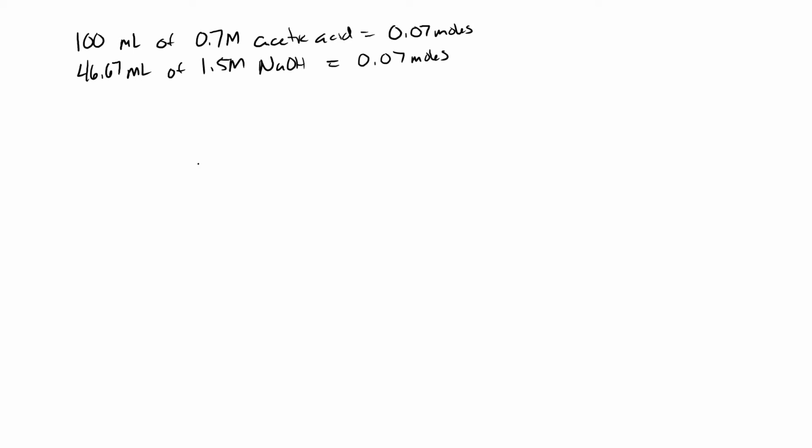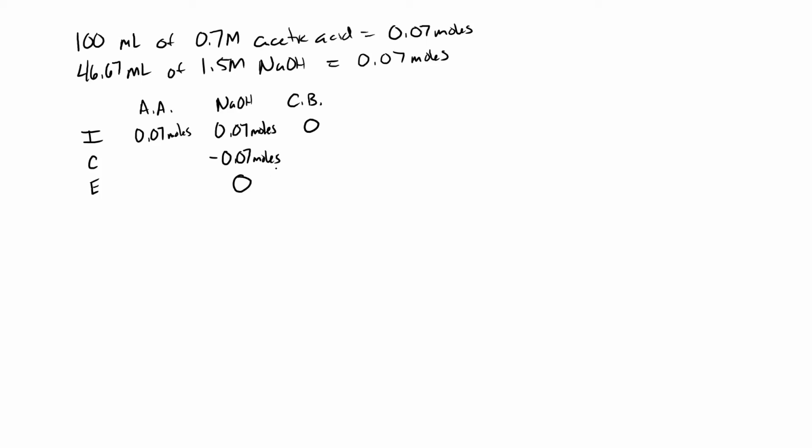Okay. Now, if you're good at doing ice tables in your head, you have probably already figured out where this is going. But if you're not doing ice tables in your head, that's okay too. This is why we write them out, right? So the ice table here is: acetic acid, the initial amount is 0.07 moles. The initial amount of sodium hydroxide is also 0.07 moles, and the initial amount of conjugate base is 0. Now we know that we need to get to 0 for the sodium hydroxide. All of the sodium hydroxide is going to react. So we subtract 0.07 moles from 0.07 moles, and we get 0.